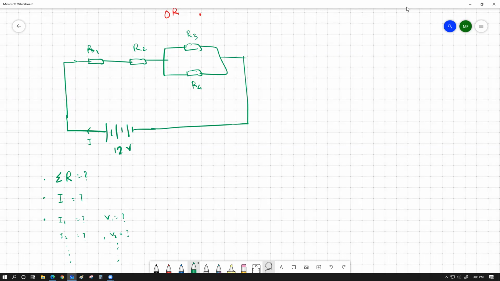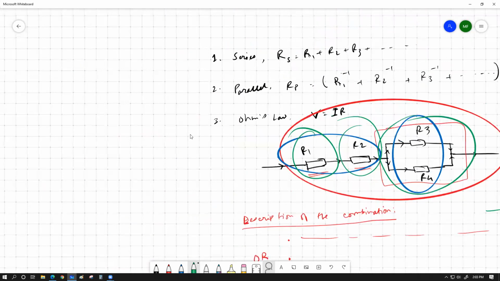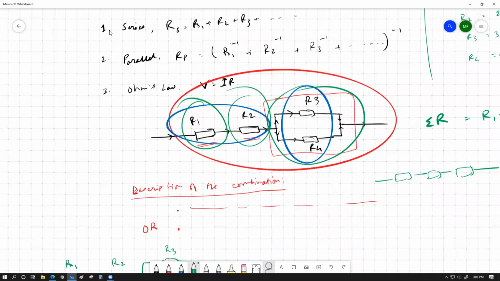This is a very simple circuit, to be honest, if you ask me. But we have to remember in our head that the core three things that we will be using to solve the circuit are these three mathematical formulas. Series has a common resistance of R1 plus R2 plus R3. Parallel has a common resistance of inverse plus inverse plus inverse dot dot dot, whole inverse. And Ohm's law is given by V equals to I R. These are the only three mathematical equations we're going to use.